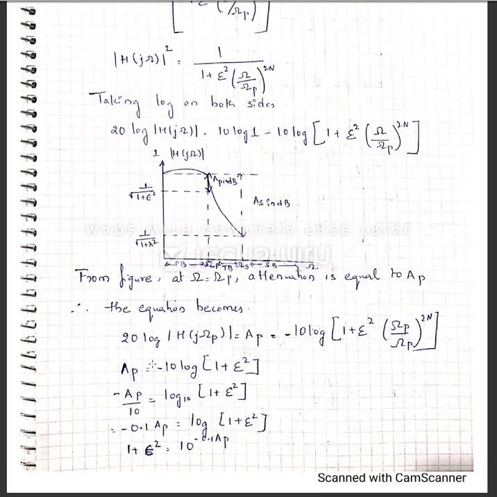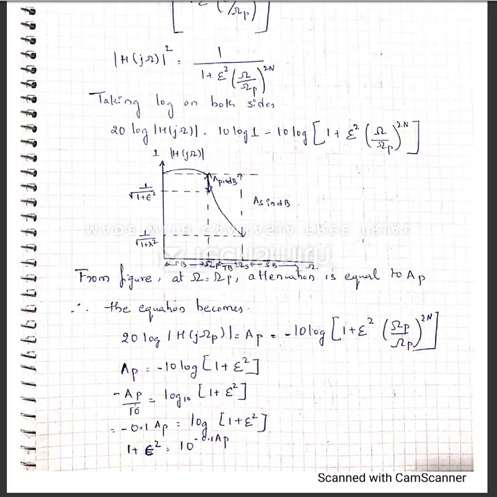The above equation is translated into 20 log |H(jω_p)| equal to A_p. This becomes, that is, the attenuation of the pass band equals minus 10 log of whatever you had here. So A_p is equal to, you see here, ω is equal to ω_p. So you have replaced in this equation ω by ω_p, so ω_p gets cancelled. So 1 to the power 2n, anything to any power on 1, you will obtain 1 itself. So we can write it as A_p is equal to minus 10 log (1 plus ε²).